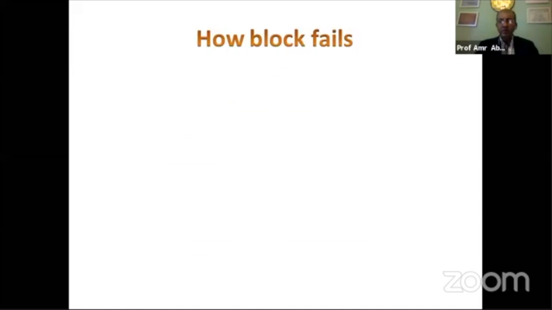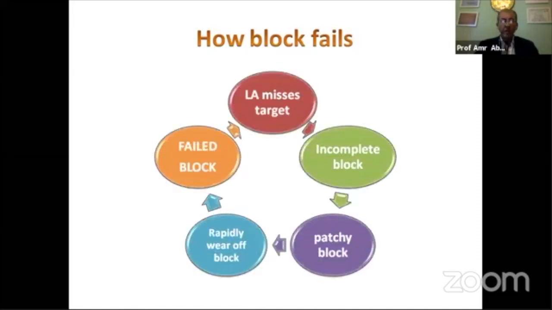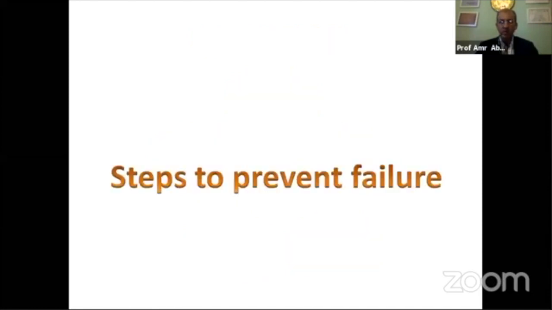How does the block fail? Well, we have a golden standard rule: when the local anesthetic misses the target, the block fails. This will lead sometimes to an incomplete block, sometimes to a patchy block, and sometimes, if the local anesthetic misses the target, you will get a rapidly wearing off block. And in the end, if no local anesthetic reaches the target area, this will lead to a total failure of the block.